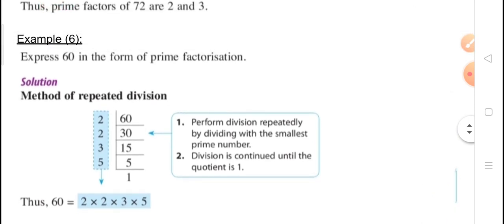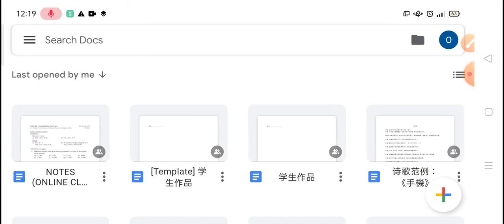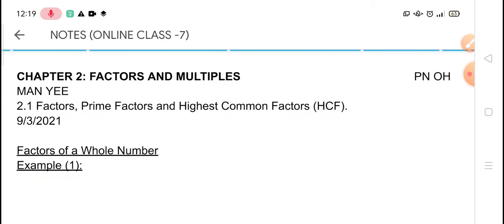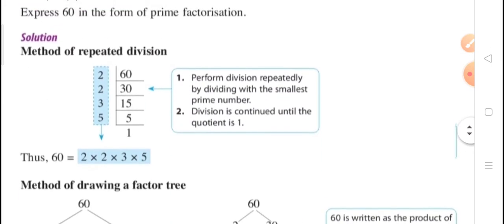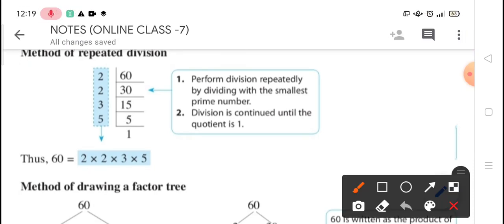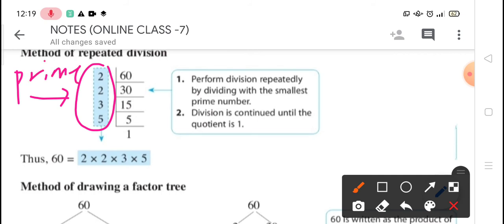So for prime factorization, we have two methods. One of the methods is repeated division. We do the division, repeat and repeat again. But make sure the numbers that you are using to divide here only involve prime numbers, because we say prime factorization. Cannot be other numbers. Okay, so let's have a look at how we perform the method of repeated division.